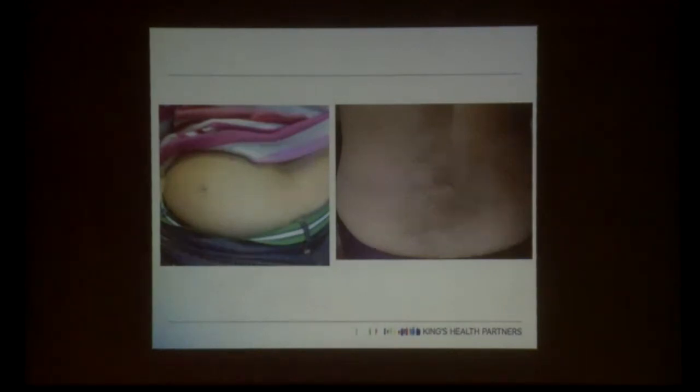So rather than doing a fusion operation, removing the whole facet and taking it out and decompressing, I think this is a very minimally invasive approach. You can easily take the far lateral disc out, or you can take the medial disc out.